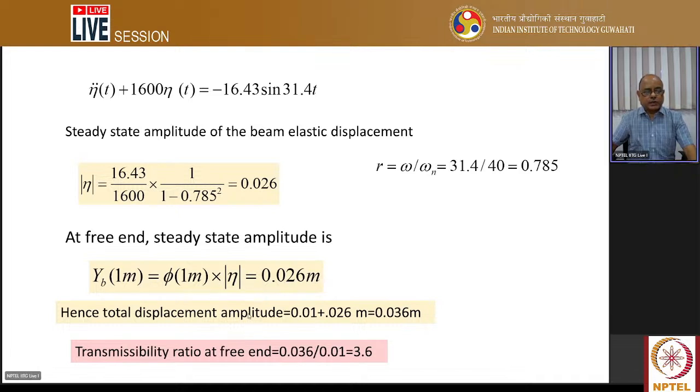So the total displacement of the beam at the tip, this is the base displacement amplitude plus this is due to the steady state motion of the beam. So the total is becoming 0.036 meter. And this total displacement divided by the base displacement, that is 0.01, gives the transmissibility ratio. That is here it is 3.6.